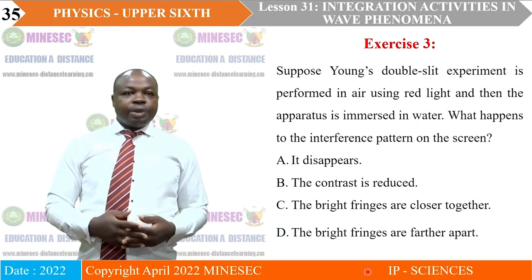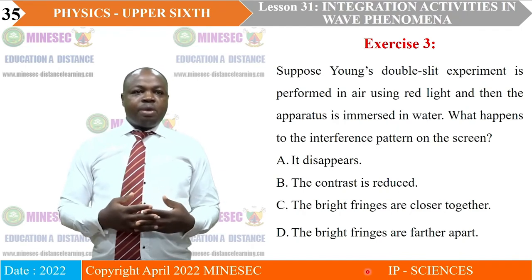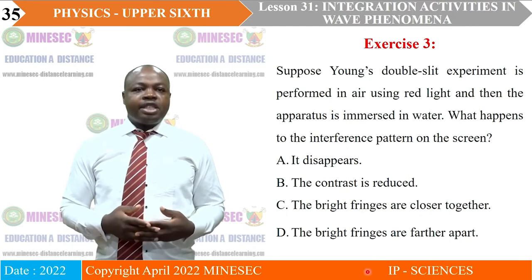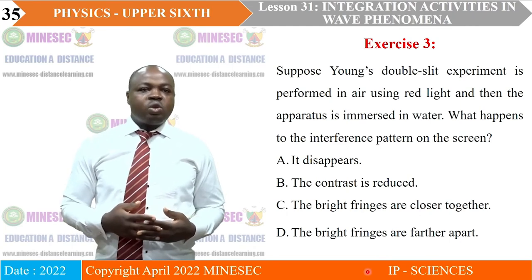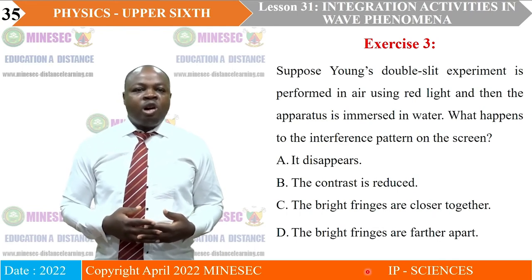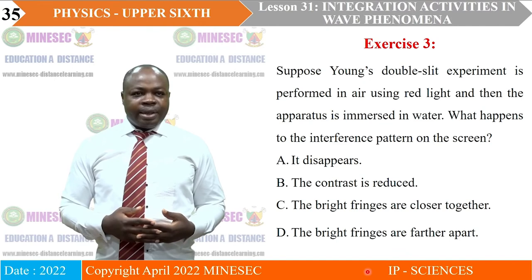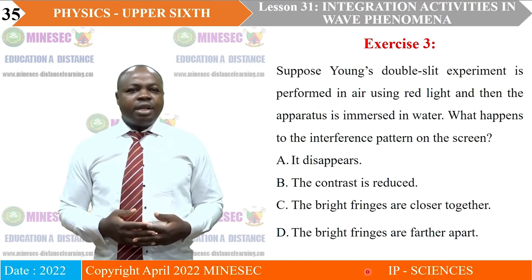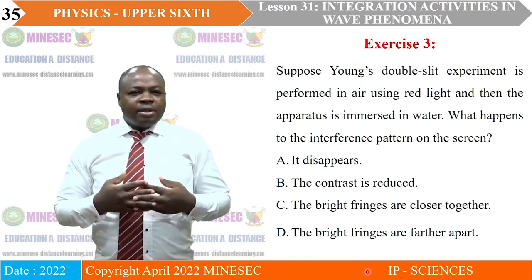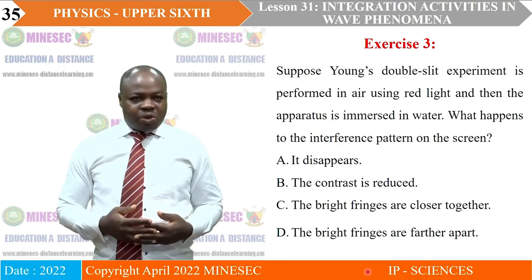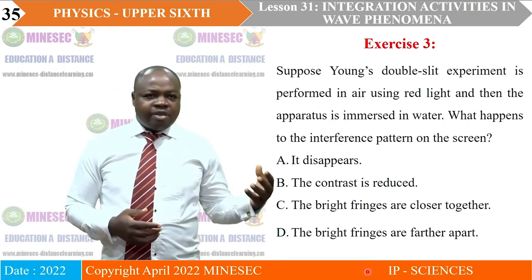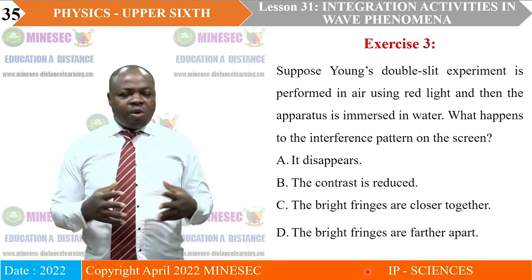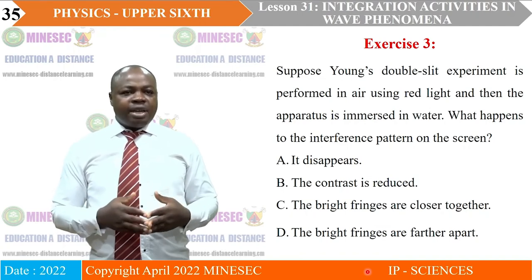Next question. Suppose Young's double slit experiment is performed in air using red light, and then the apparatus is immersed in water. What happens to the interference pattern on the screen? Now, when the setup is inserted in water, what we are going to observe is that the wavelength is going to decrease. Because when waves are traveling from air to water, the wavefronts are closer to each other. Therefore, the wavelength reduces.